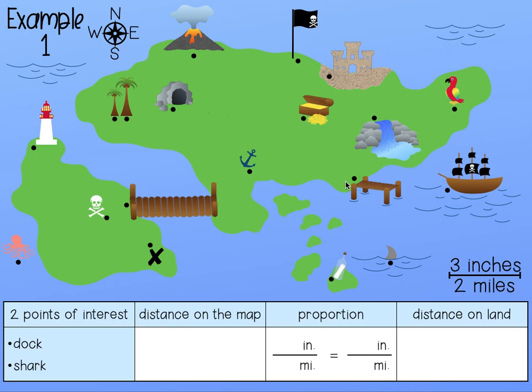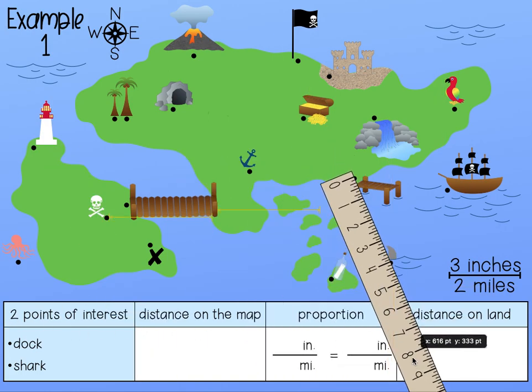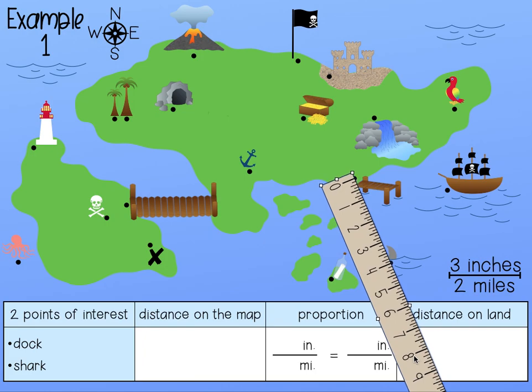Let's now take a moment to measure the distance between these two items on the map. We're going to look at the dock and the shark. Here's the dock. This one's a bridge. So the dock to the shark, and we're going to use those dots next to them. And again, when we measure, we line up one of those points with 0 on the ruler. So the distance between the two is 1, 2, 3, 4 inches.